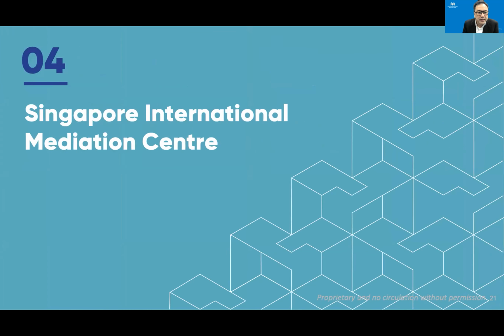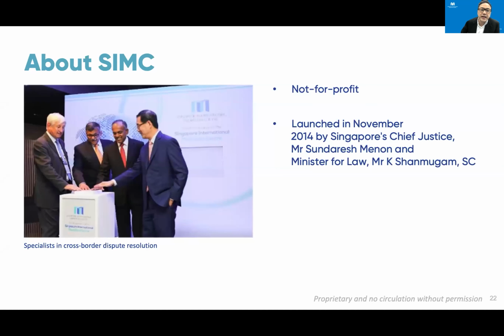Next chart. So I'll just very quickly go through the rest of the charts. I see my time is running out. We are a very young organization, only 6 years old. We are not for profit, and therefore we're able to manage a lot of our costs internally. Next chart.